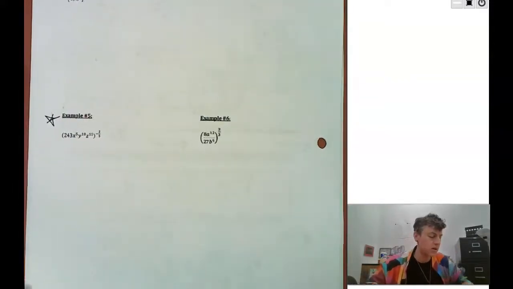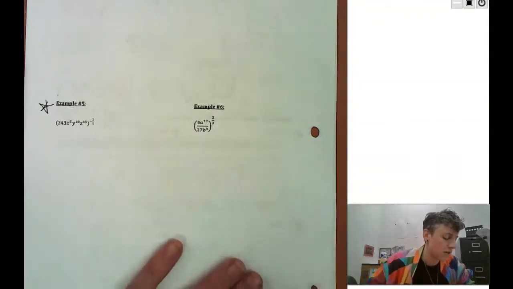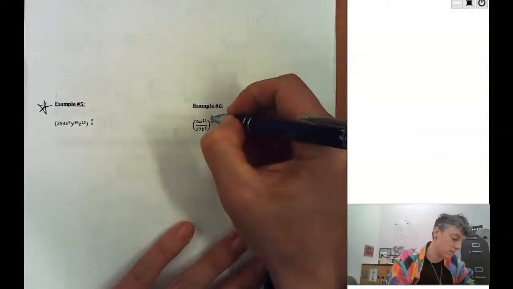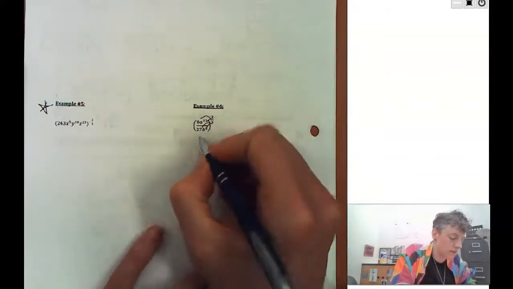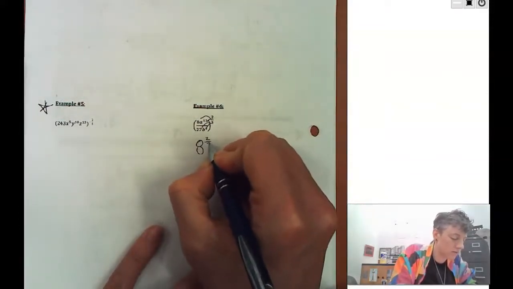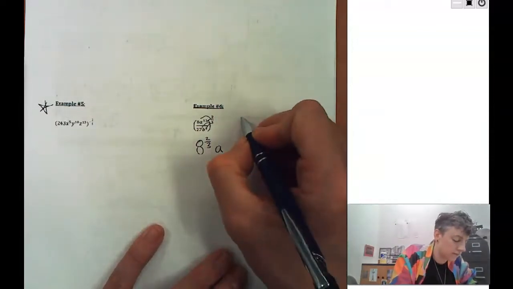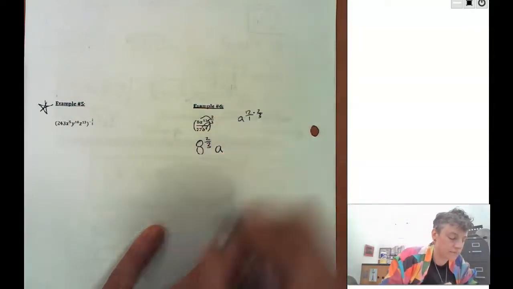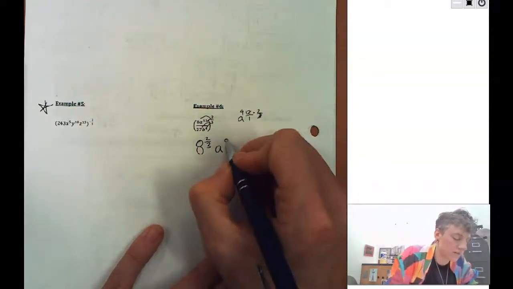Okay. So we have a lot of fun things going on here. We have 8a to the 12th over 27b to the 9th, all to the 2/3. So let's give everybody that 2/3 exponent first. So this is going to be 8 to the 2/3 times a, well, let's just do that real quick. A to the 12 times 2 over 3. I can do a little cancellation. So that's only a to the 8th. Great.